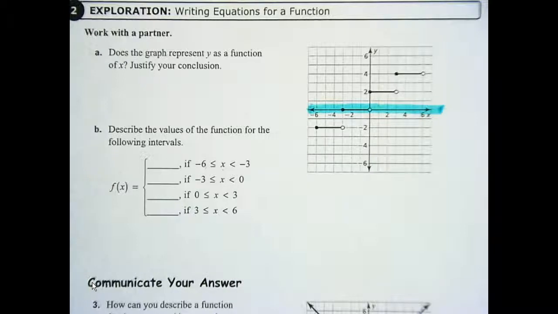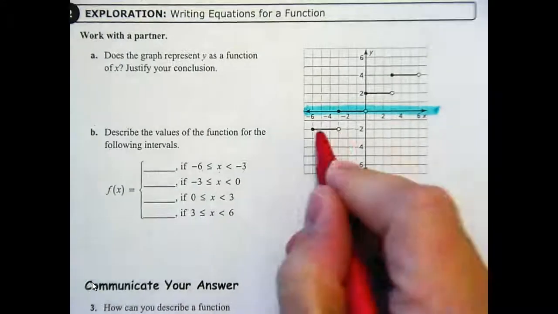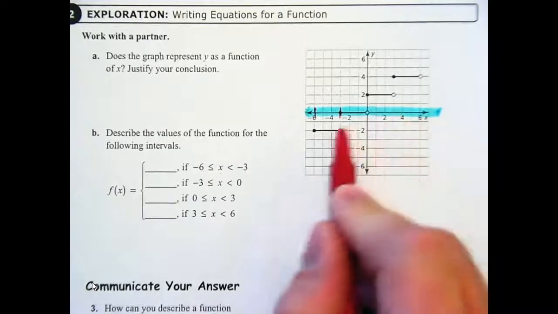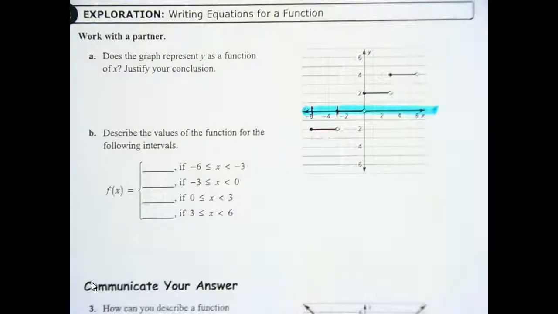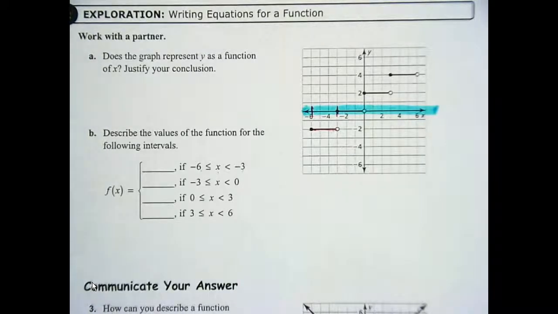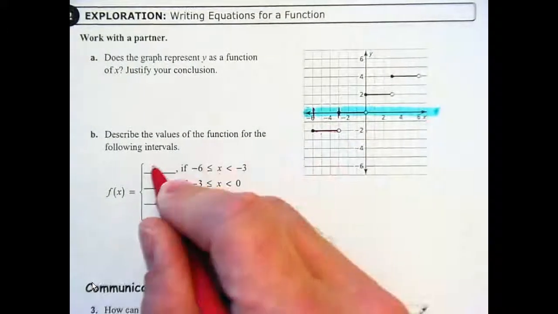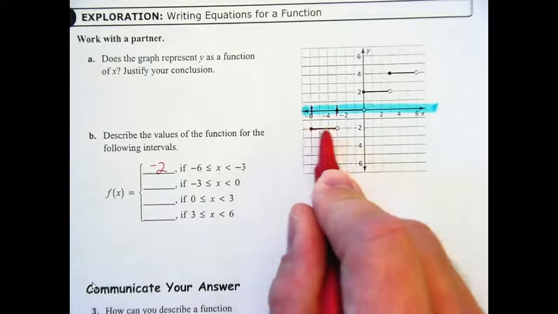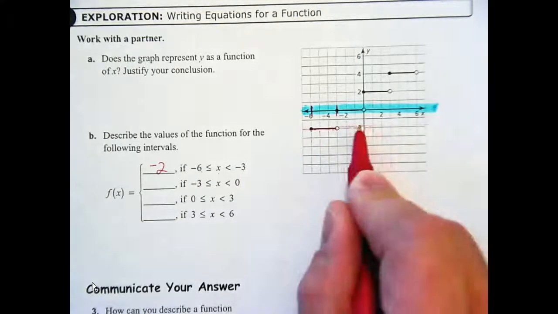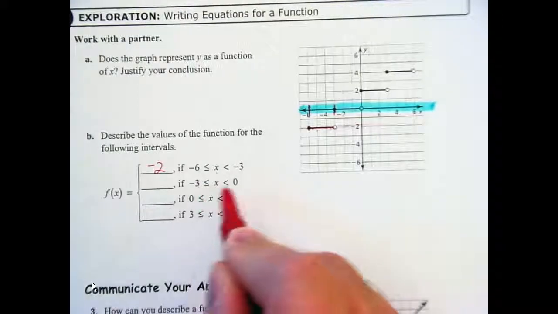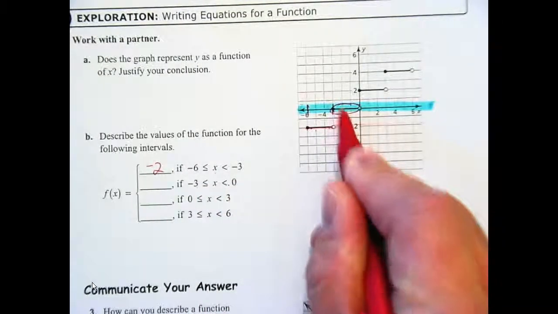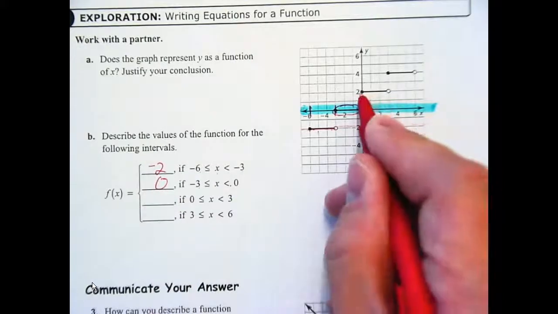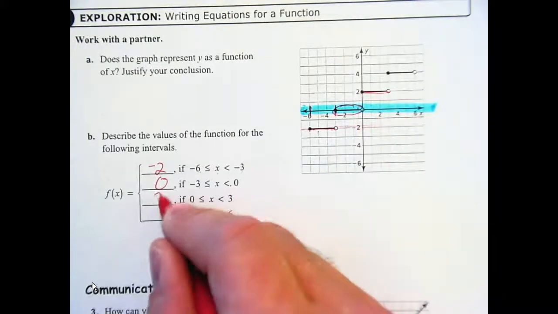Okay. All right. Between negative 6 and negative 3, looking on the x-axis, here to here, what is the equation of this line right here? Yeah, y equals negative 2. So we just put negative 2. Now notice, it's hard to tell, but all you have to do is follow that over to where it would hit the y-axis. It's at negative 2. So in between negative 3 and 0, that's this chunk. What are we on the y-axis? Zero. In between 2 and 3, we're at? And here we're at 4.